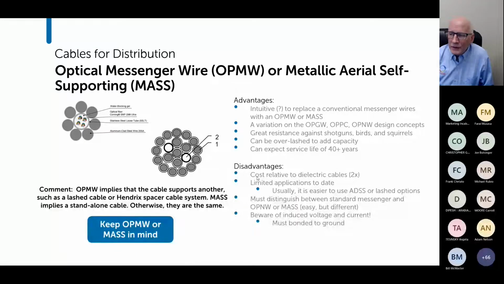But the disadvantages would be the cost. Not been done a lot to date, because again, it's usually easier to use ADSS or lashed cable. And you end up again with this thing of needing to distinguish between a conventional messenger and an optical version. But again, it's different. So it's a change to work practices. And because it's metal, you've got to be concerned about induced voltages and current, and use good grounding. Another possible solution to keep in mind, probably more of a niche solution though.